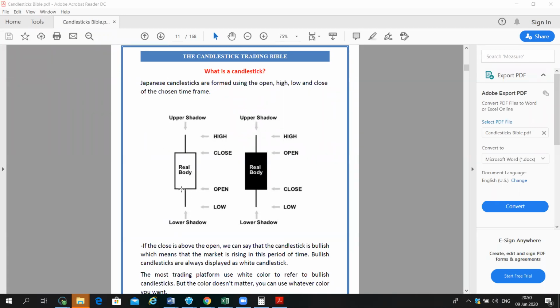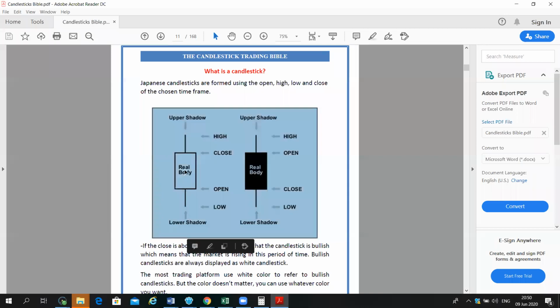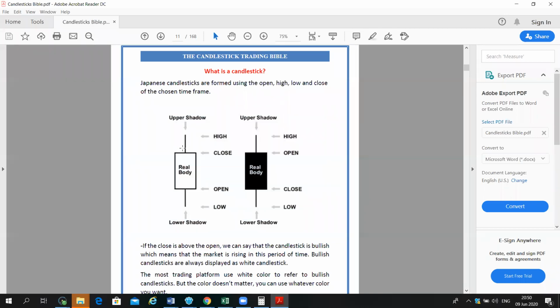A bullish candle opens here at the bottom and closes here at the top. All the highs of the candles and the lows of the candles are the same. Both the highs are at the top, the lows are at the bottom, for obvious reasons, right? And now this long tail, it's what we call a wick.